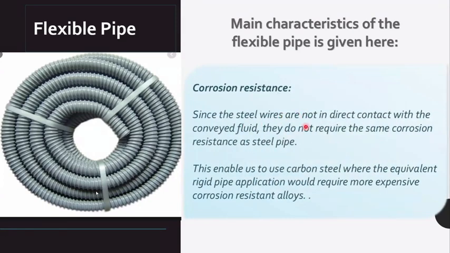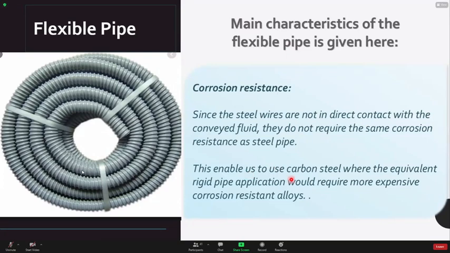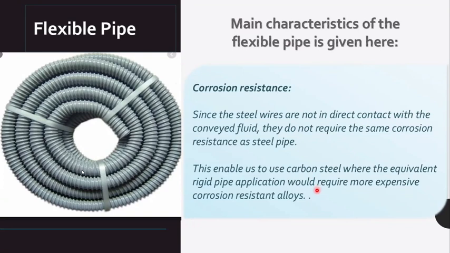Since the steel wires are not in direct contact with the conveyed fluid, they do not require the same corrosion resistance as the steel pipe. This enables us to use carbon steel, where the equivalent rigid pipe application would require more expensive corrosion resistant alloys. That's all. Thank you.